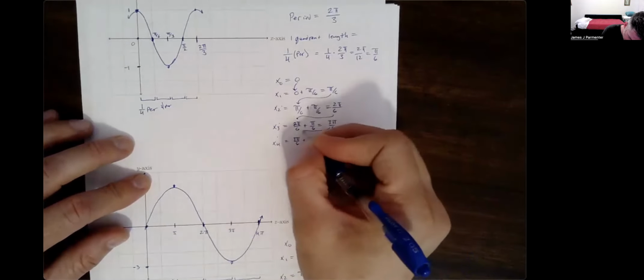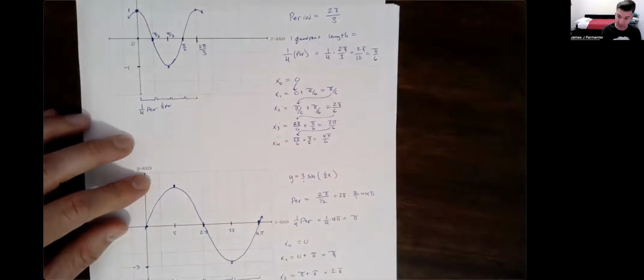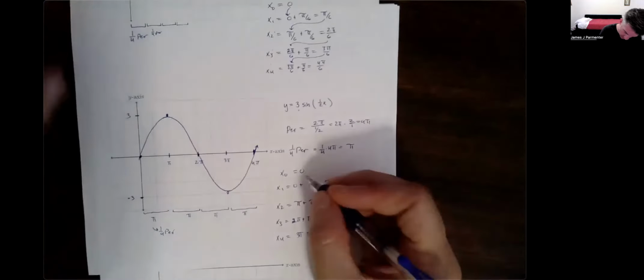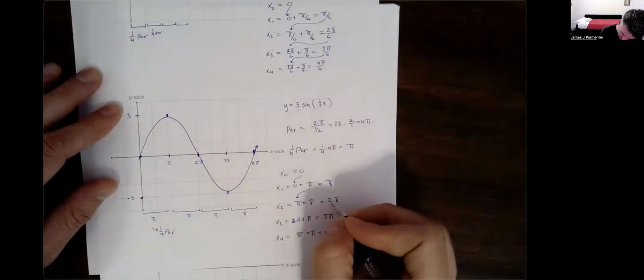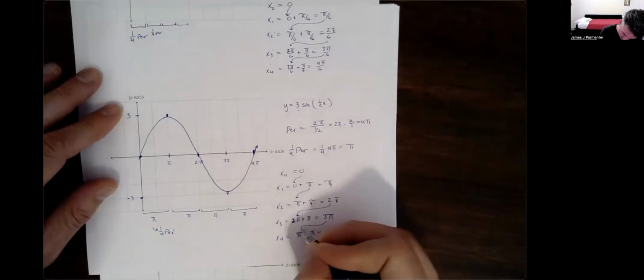Taking 3 pi over 6, adding a quarter of my period to get the next one. Same deal here. 0, 0 plus pi is pi. Pi plus pi is 2 pi. 2 pi plus pi is 3 pi. 3 pi plus pi is 4 pi.